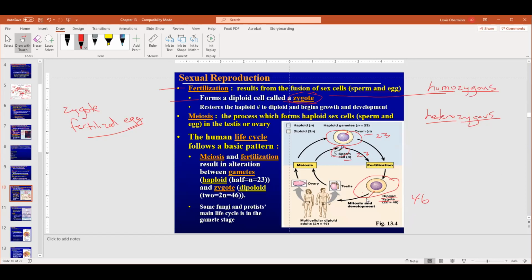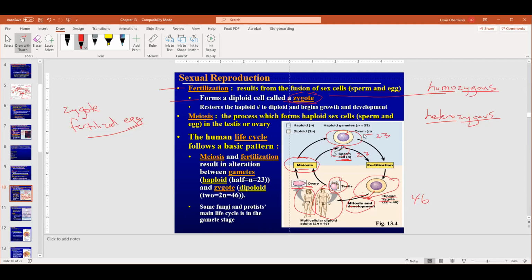And then this divides through mitosis into a full-grown human being. And then, if you're a male, your testes make sperm, which are haploid. And if you're a female, your ovaries make eggs, which are also haploid. And then those fuse, and then you have kids, and then they go through the same process, right? They go through mitosis, they develop. These sperm and eggs are made through meiosis, whereas the human from the fertilized egg is made through mitosis. The sex cells are made through meiosis.